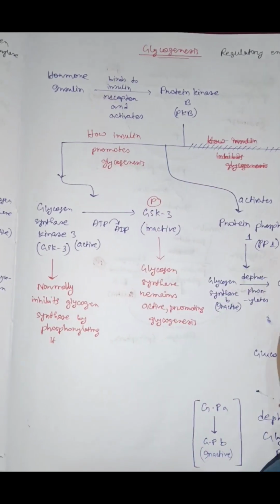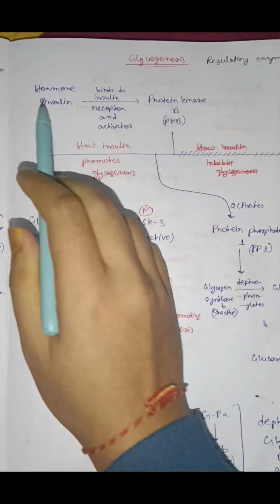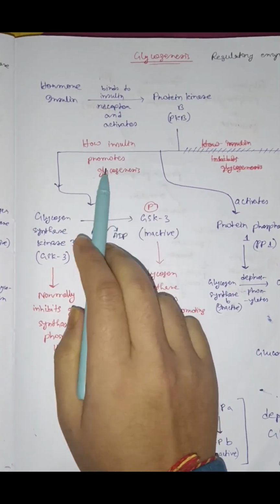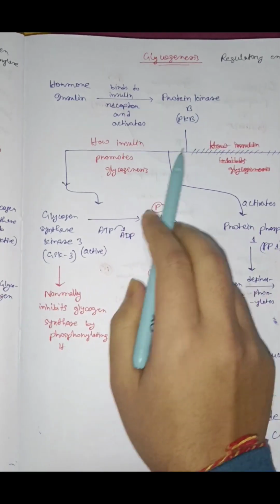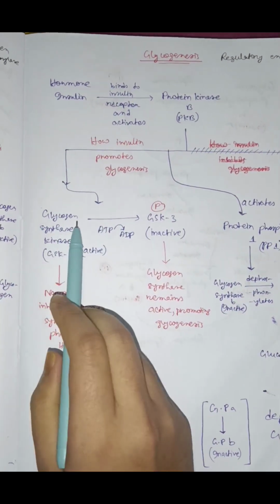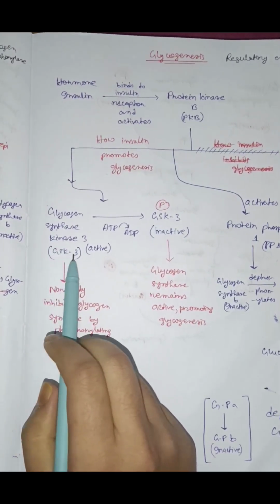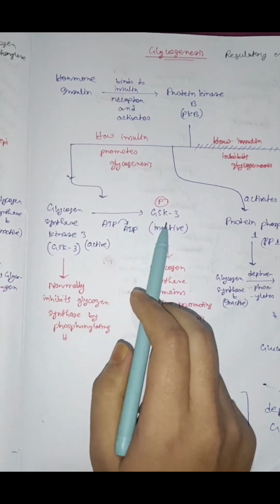Now you can notice that in the case of glucagon and epinephrine it was PKA, whereas in the case of insulin it is PKB. Now on the left hand side, how insulin promotes glycogenesis. So PKB phosphorylates glycogen synthase kinase 3, known as GSK3 in short, which was initially active, but the phosphorylation of this molecule makes it inactive.